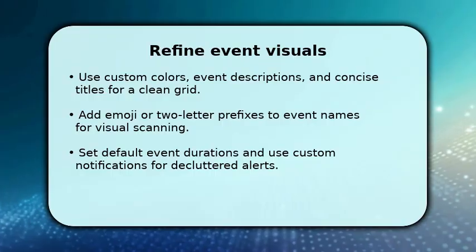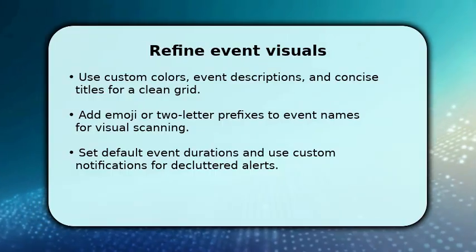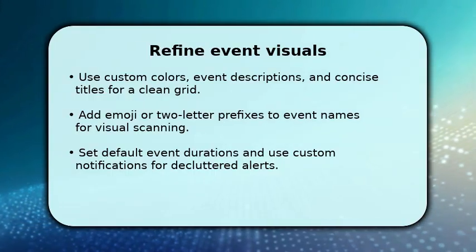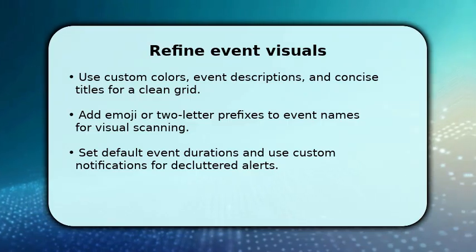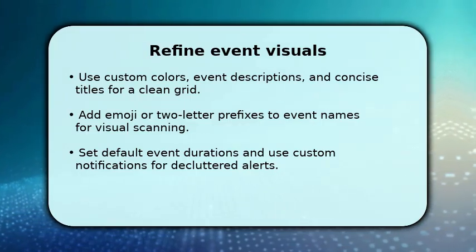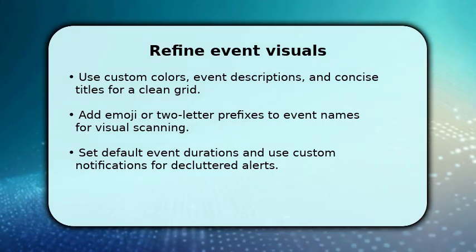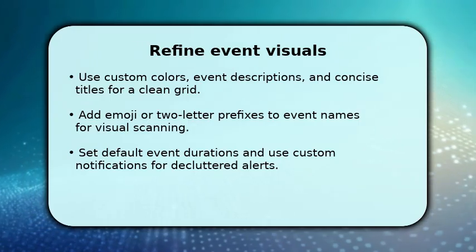Now refine how each event appears so your calendar becomes a readable dashboard. Start by editing event titles to be short and consistent, adding an emoji or 2-letter prefix for instant scanning. This helps you locate categories at a glance.